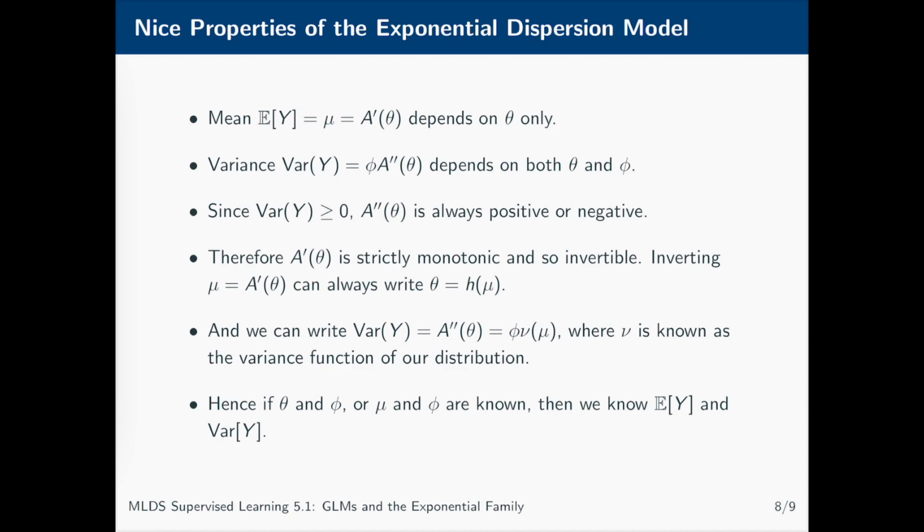Then we can use this invertible relationship to write the variance of y as phi times the second derivative of a, or equivalently, phi times some variance function of mu. We therefore have that if we know either theta and phi, or mu and phi, then we're going to know both the mean and the variance of our outcomes.